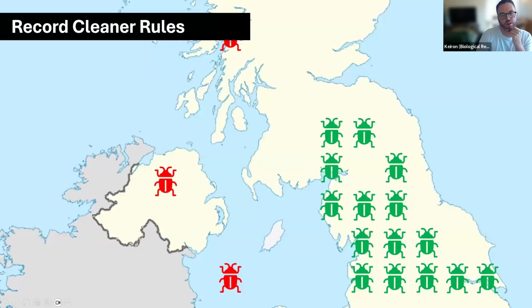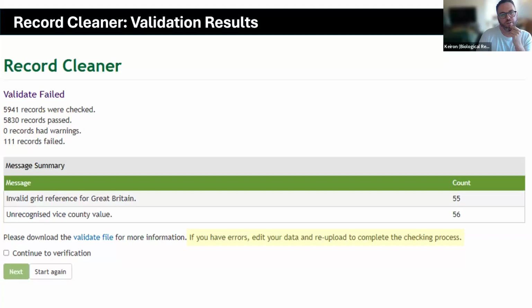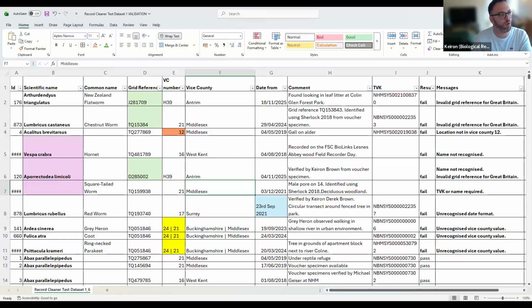So before we go into Record Cleaner rules, after this I played around with my data and made some of it incorrect on purpose. And I ran another check and lots more things came up as incorrect. I set off quite a few of these rules, so I'm just going to share that spreadsheet now and show you some of the things that came up that were incorrect.